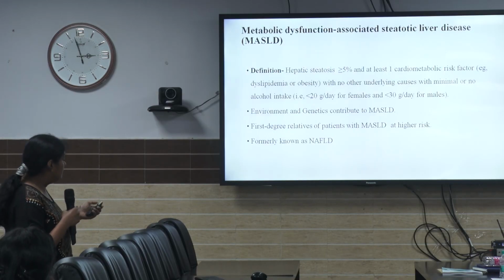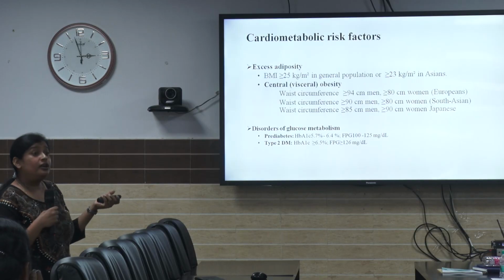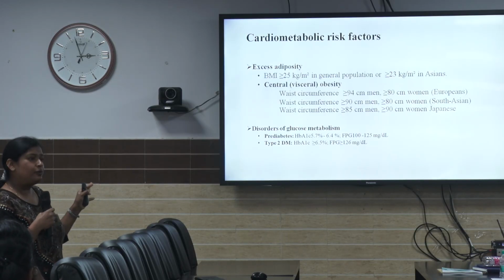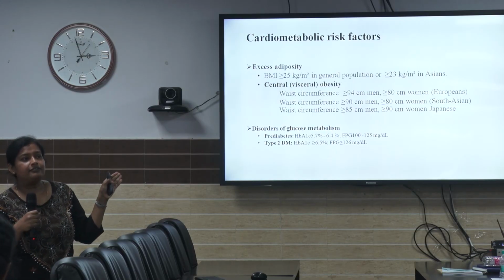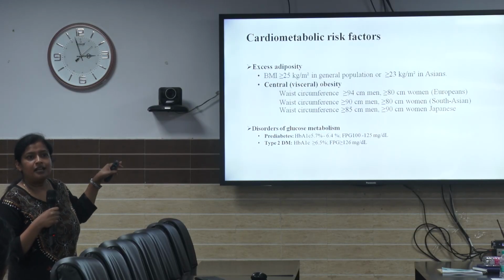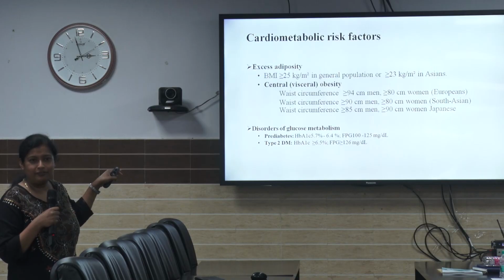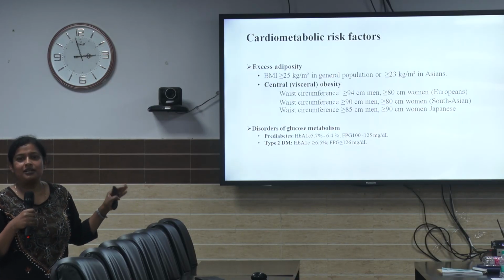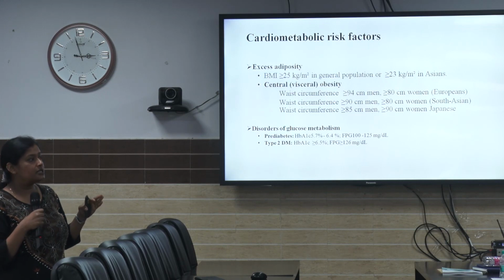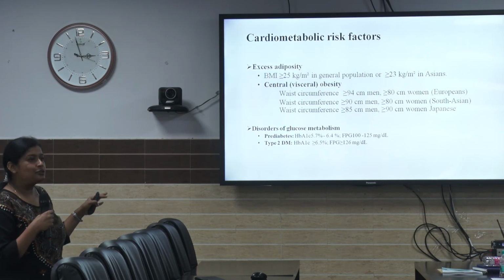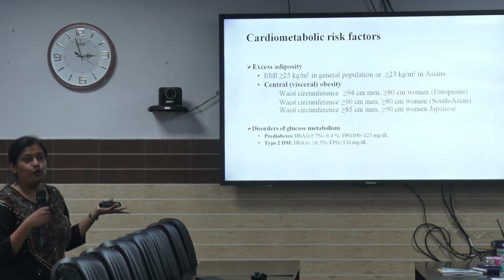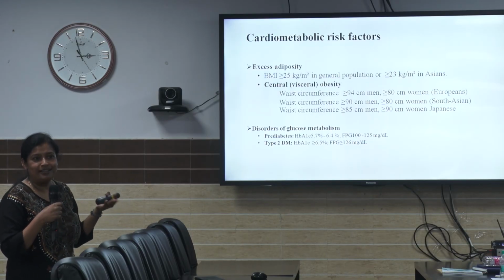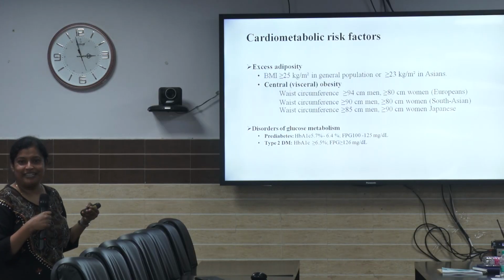Okay, so the cardiometabolic risk factors which we were going to talk about: first, excess adiposity, so BMI more than 25. But the catch is that for us it is not 25. We have to come down. At 23 and beyond, we are overweight. For our population, the Asian population, being overweight starts at 23. By that standard, most of us are overweight, so it is important that we reduce our weight and our patients' weight.